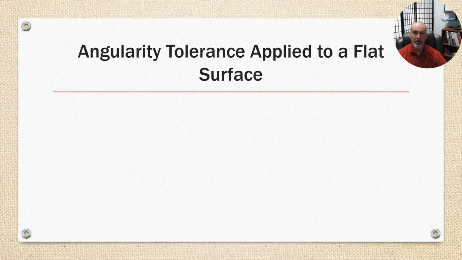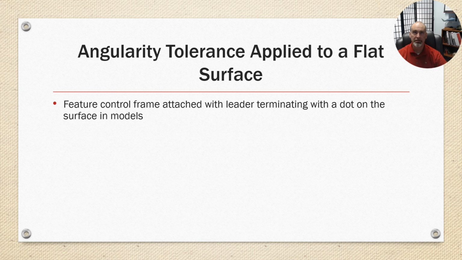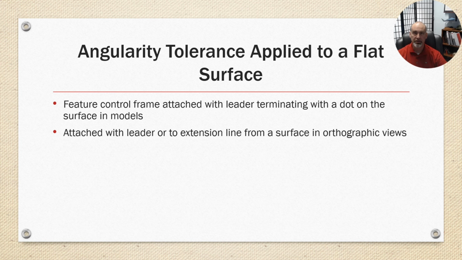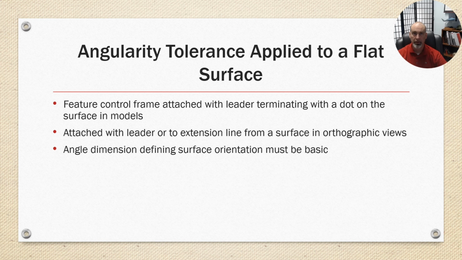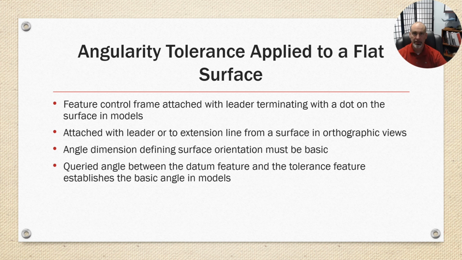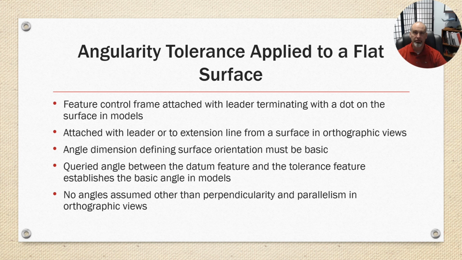Angularity tolerance is applied to a flat surface, with the feature control frame attached with a leader terminating with a dot on the surface when using them in a model, and it's attached with a leader or to an extension line from the surface in an orthographic view. Angle dimensions defining the surface orientation must be basic, and a queried angle between a datum feature and the tolerance feature establishes a basic angle in models. No angles are assumed other than perpendicularity and parallelism in orthographic views.